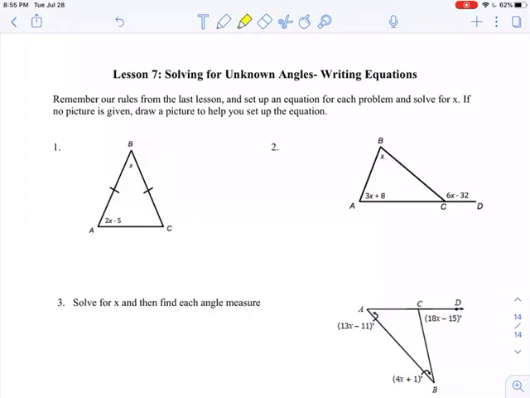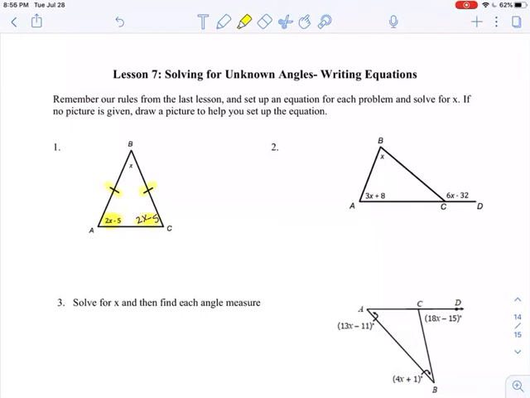So if we're looking at question number 1, think about what kind of triangle this is. We have those two sides congruent. That's going to make the two angles congruent. When I have an isosceles triangle, the two base angles are equal to each other. So if this angle on the left is 2x minus 5, this angle on the right is also 2x minus 5. All right, and now I have the angle on top is x.